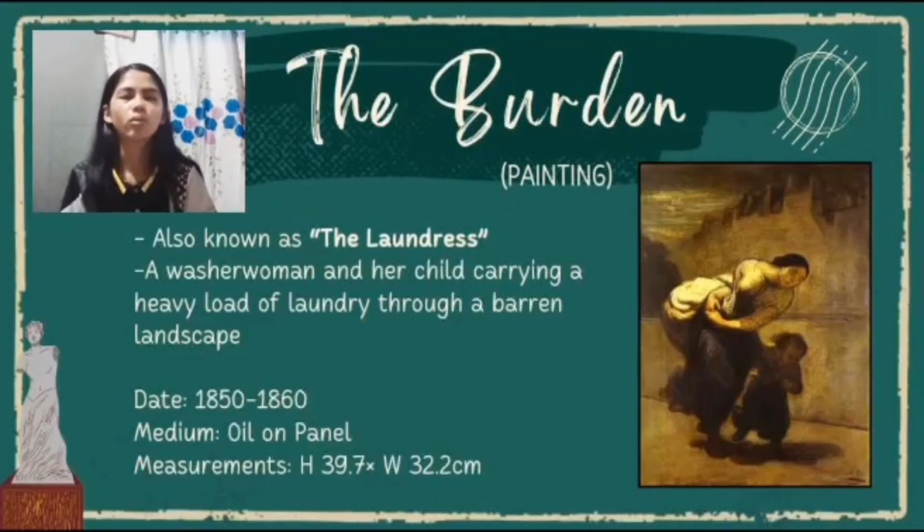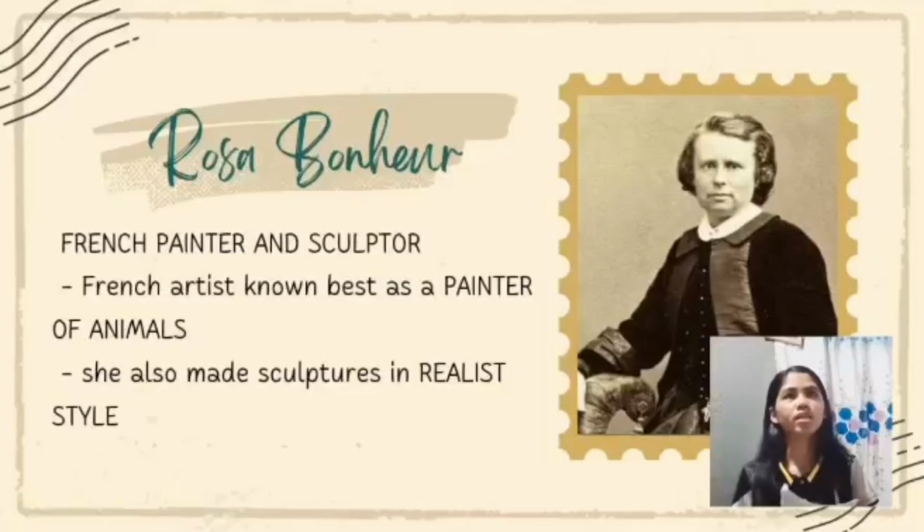His next notable artwork is The Burden, or The Laundress, painting. This artwork depicts a washerwoman and her child carrying a heavy load of laundry through a barren landscape. The date of this artwork is 1850 to 1860. The medium of this artwork is oil on panel, and the measurement is 39.7 centimeters in height and 32.2 centimeters in width.